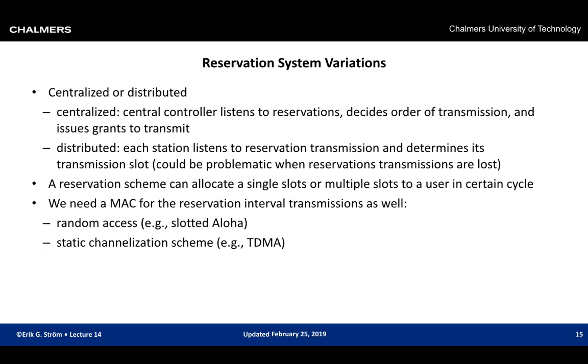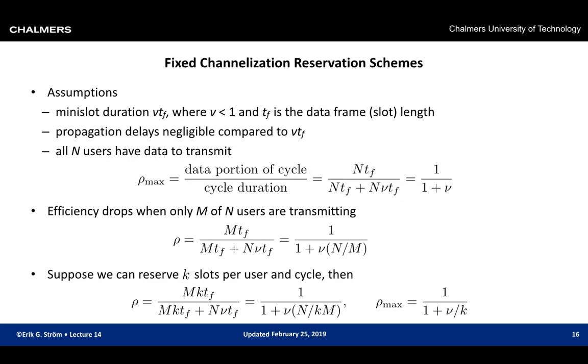We will return to a few issues here, but let's do a few calculations. Suppose we have a mini slot duration which is some factor nu times TF, where TF is the data frame duration and nu is some number less than 1. Maybe nu is a very small number, say 0.01 or something like that, for this to be efficient.